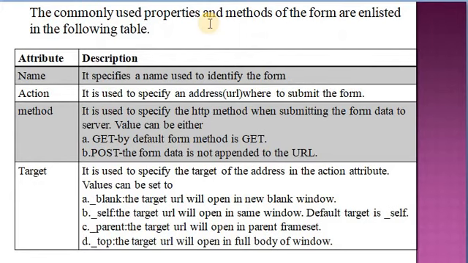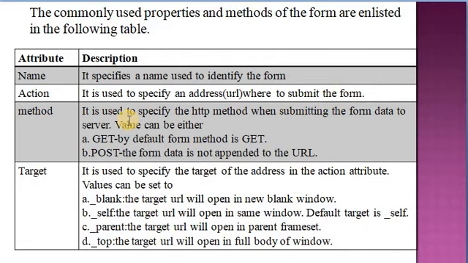The commonly used properties and methods of a form are enlisted in the following table. The first attribute is the name attribute, which specifies a name used to identify a form. Next is the action attribute. It is used to specify an address, that is a URL, where the form should be submitted.